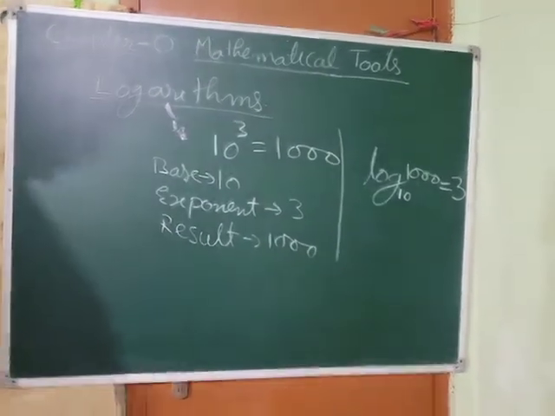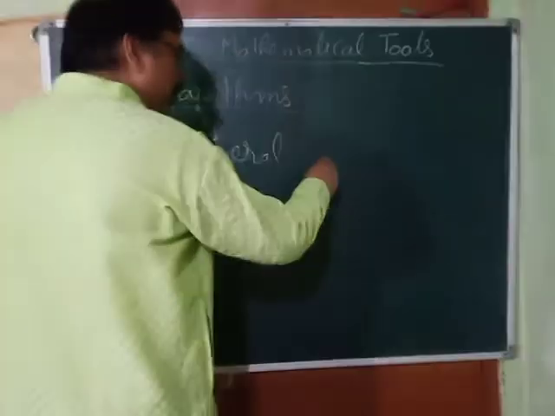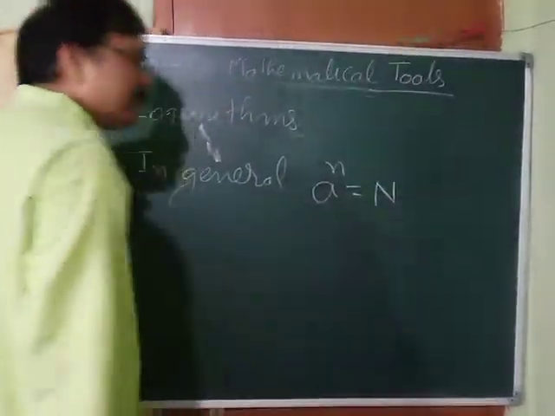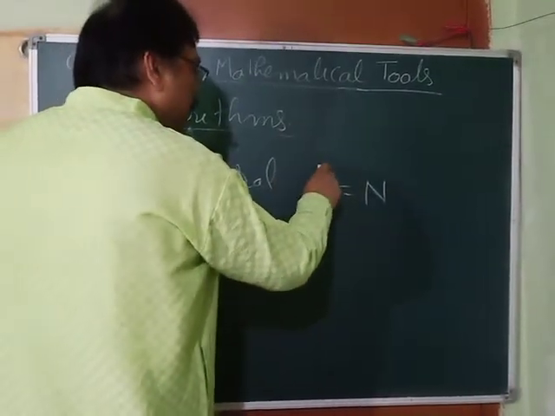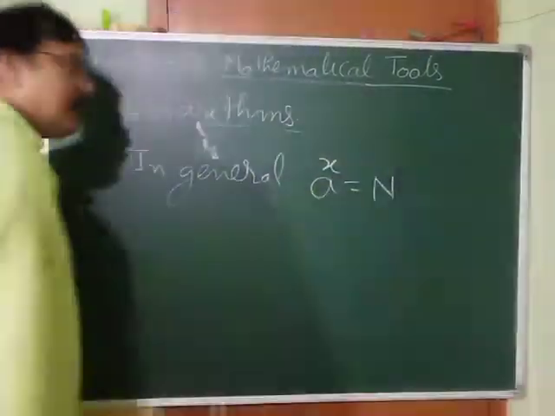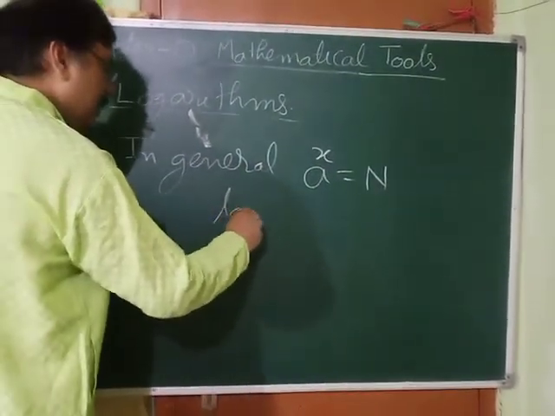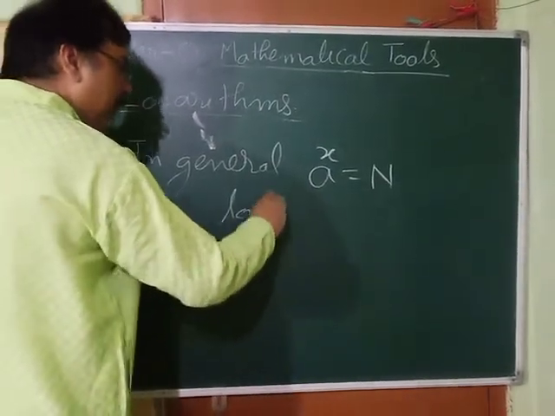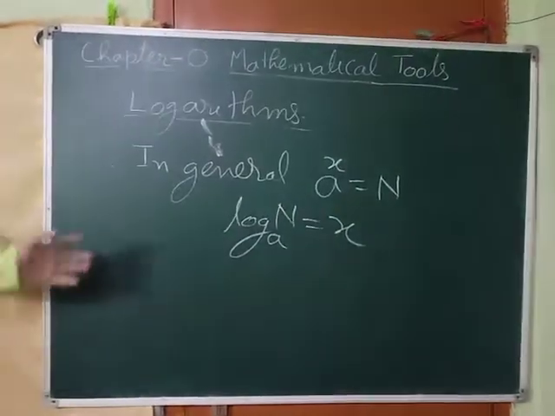In general, suppose you have a raised to the power n is equal to capital N. Or rather, I am writing a raised to the power x is equal to capital N. Now how can I write it in terms of log? You can write it as log base a of capital N is equal to x. That is all about log.